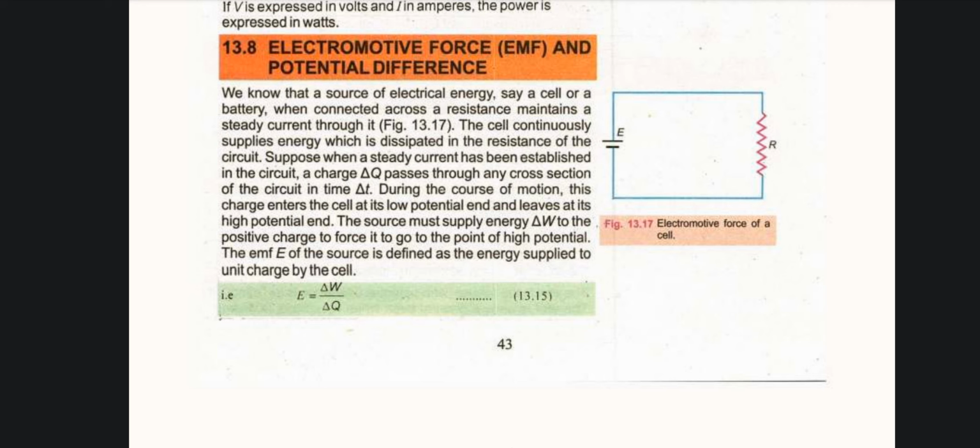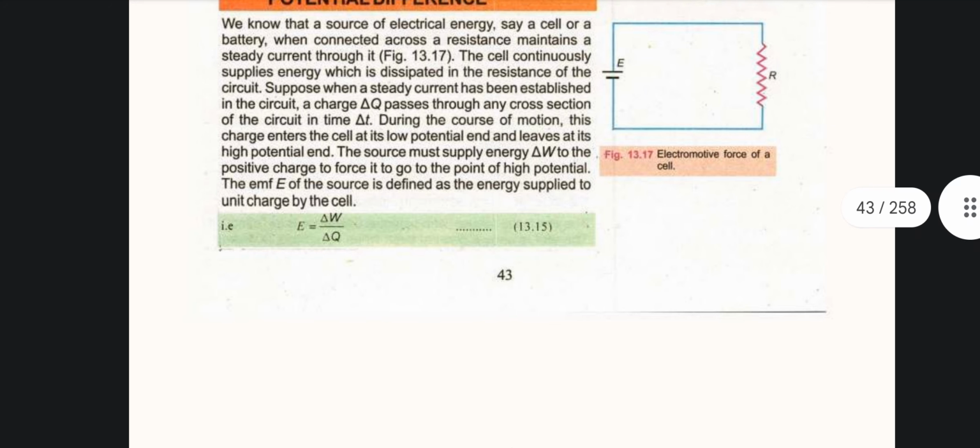Suppose, when a steady current has been established in the circuit, a charge ΔQ passes through any cross section of the circuit in time Δt. During the course of the motion, this charge enters the cell at its low potential end and leaves at its high potential end. The source must supply energy ΔW to the positive charge to force it to go to a point of high potential.